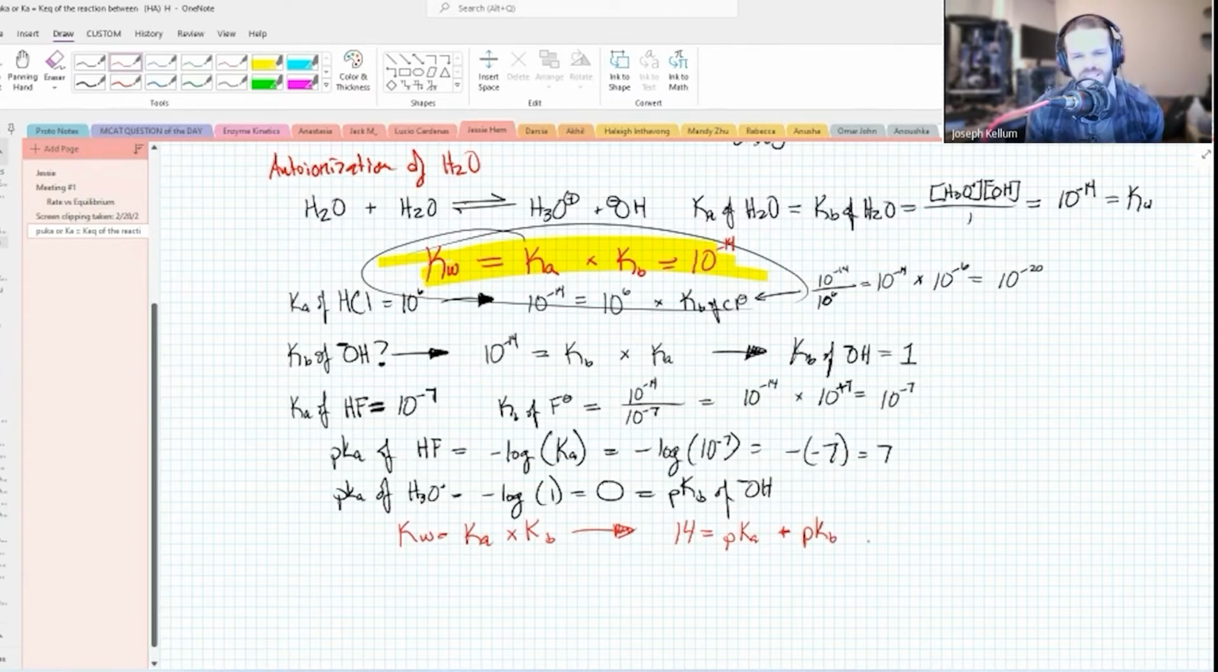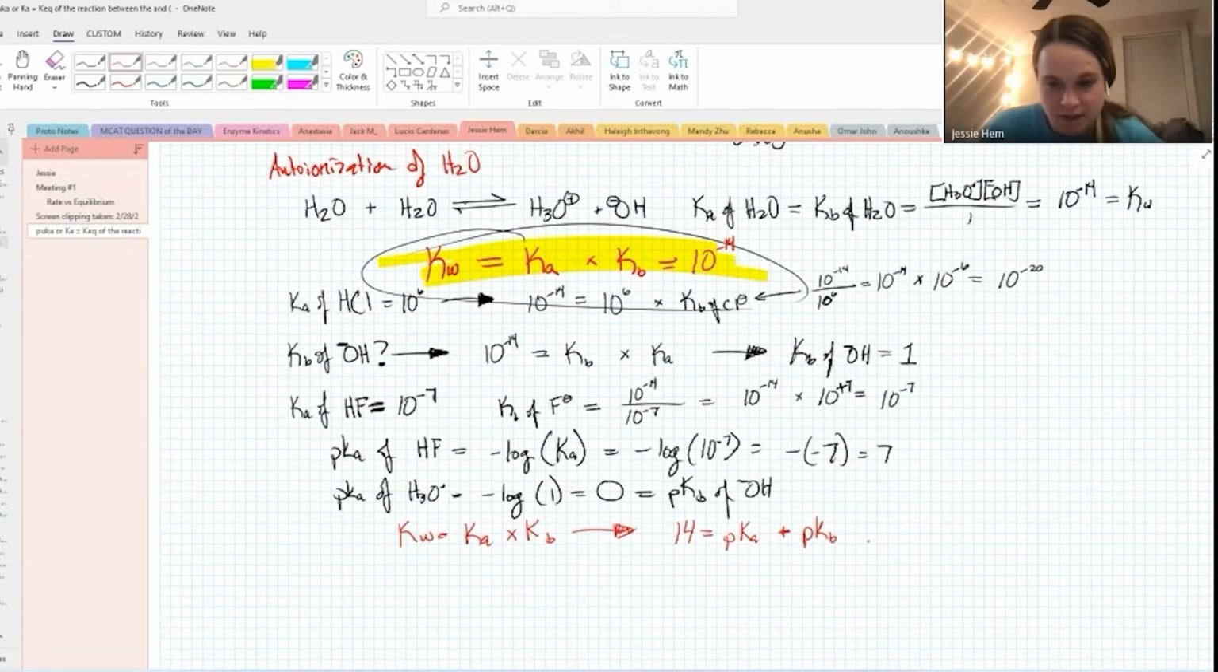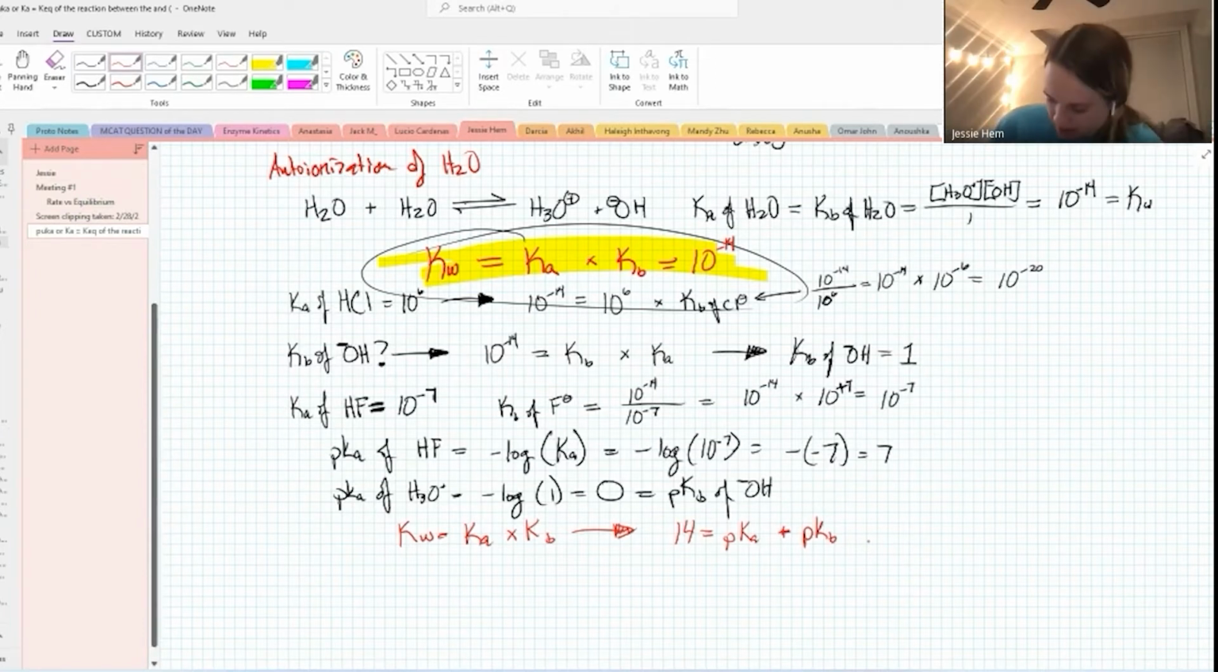Why is it turned to plus instead of times? Because you're doing exponent multiplication. Yeah, exactly. Because you're using logs, you're adding.